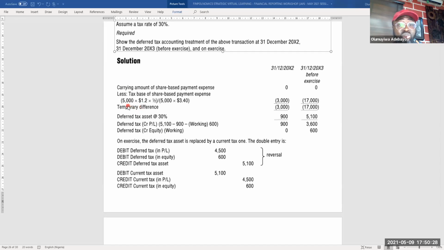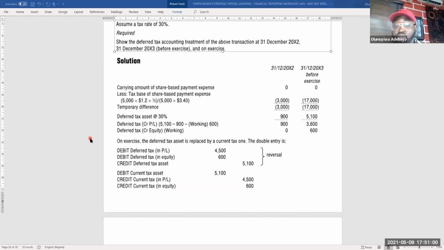That 5,000 times $1.20 should give me 6,000 for the whole 2 years. Okay, but of this 6,000, we are only going to recognize one half for the first year, because there are 2 years, which is the service period. Now, which is how we got this 3,000. But by the time we got to the second year, the intrinsic value has grown to $3.40.